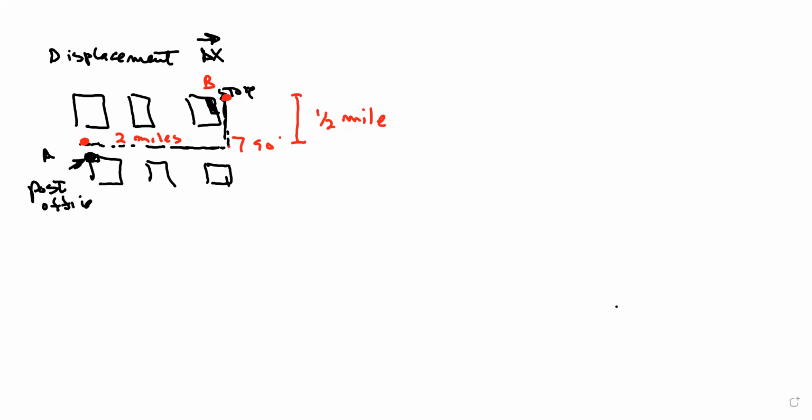Let's see what is your displacement and what is the distance that you walked. As you can see, this one in blue here, you have this blue line here. That would be your displacement. So the blue line is your displacement.